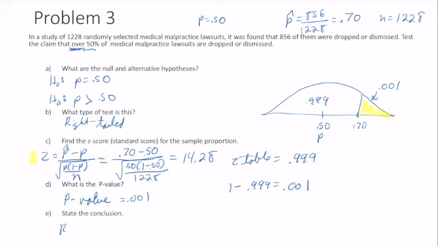So we would reject the null hypothesis at the, do I want to use the 0.05 or the 0.01 significance level? Well, 0.001 is less than 0.05, but it's also less than 0.01, and we want to use the smallest one we possibly can. So I'm going to reject H naught at the 0.01 significance level.